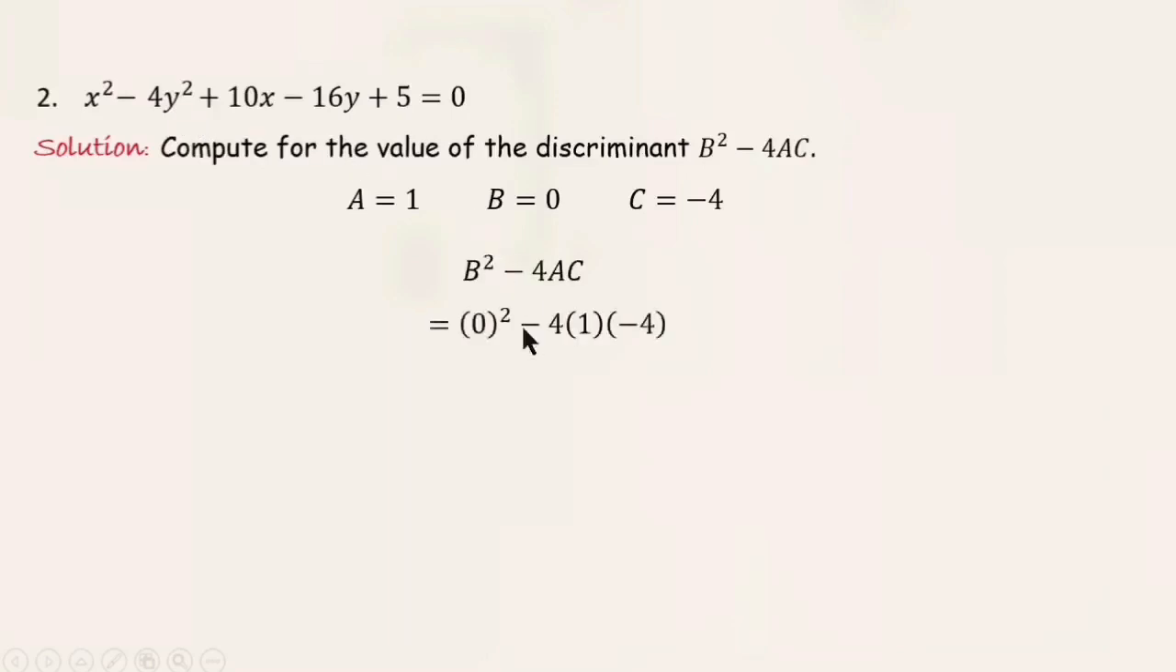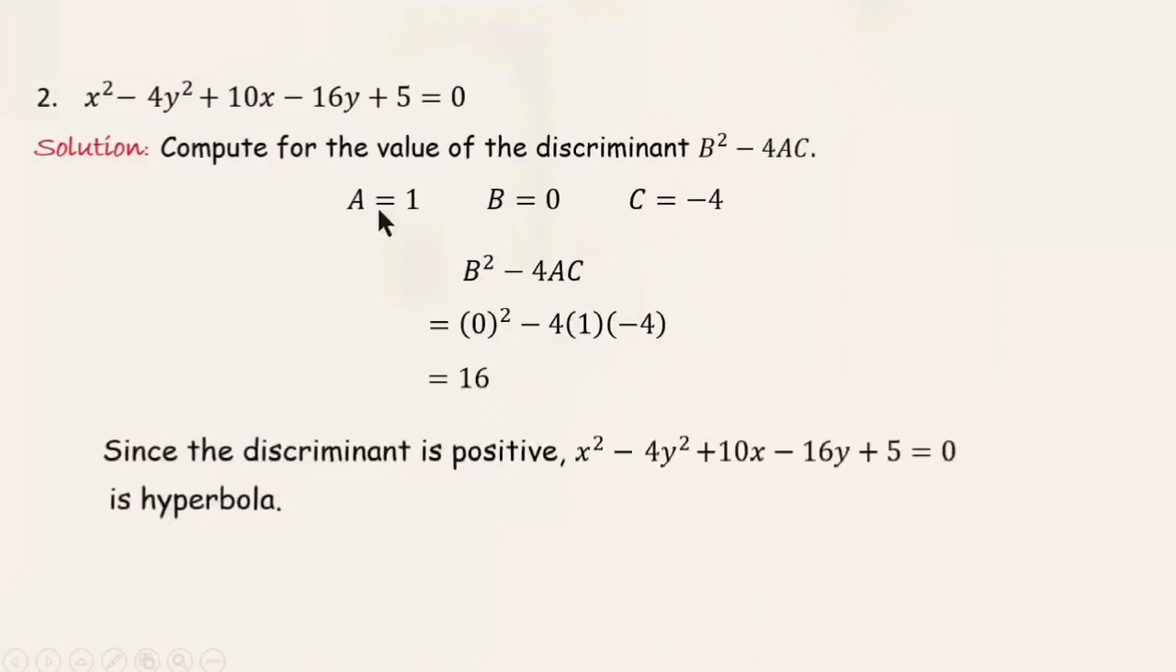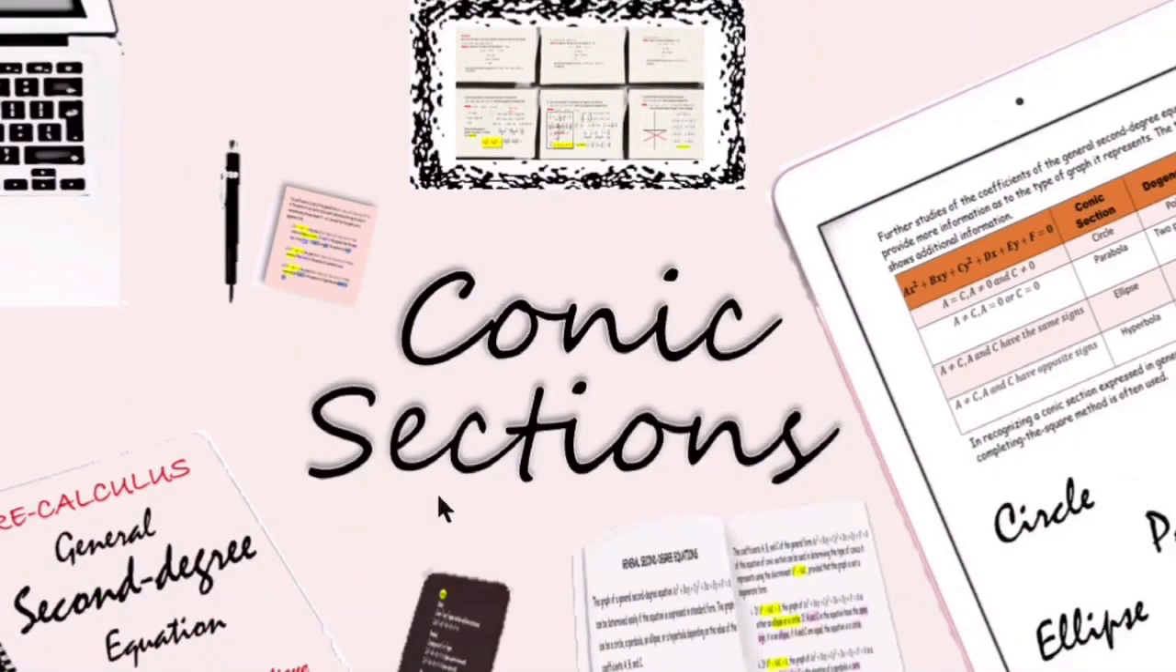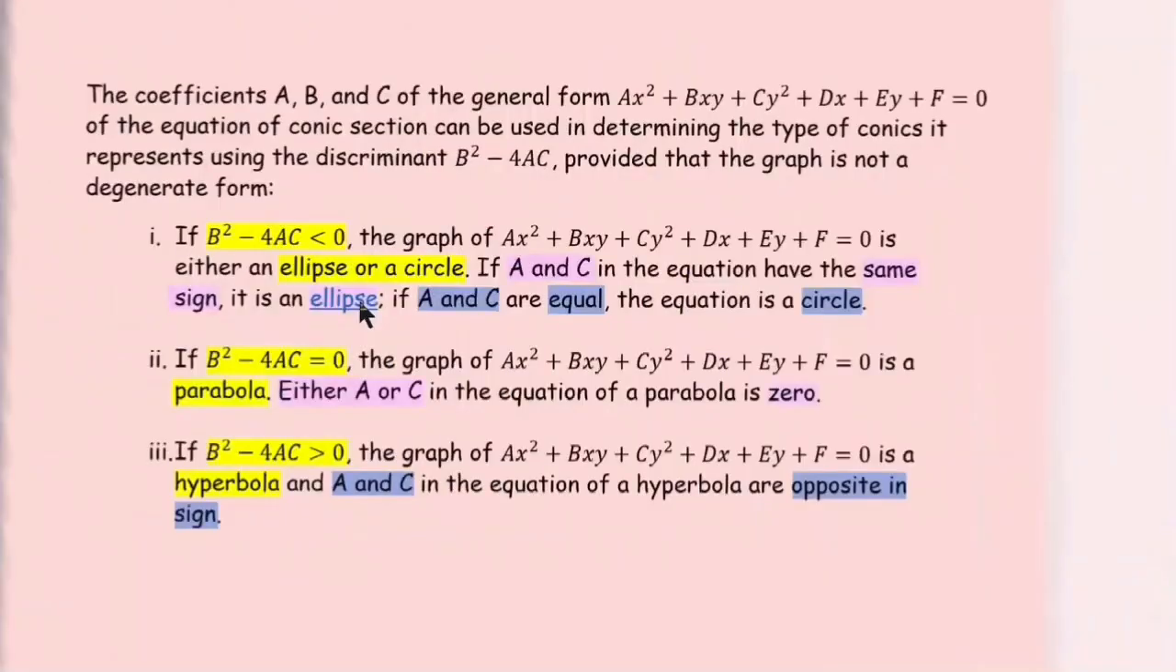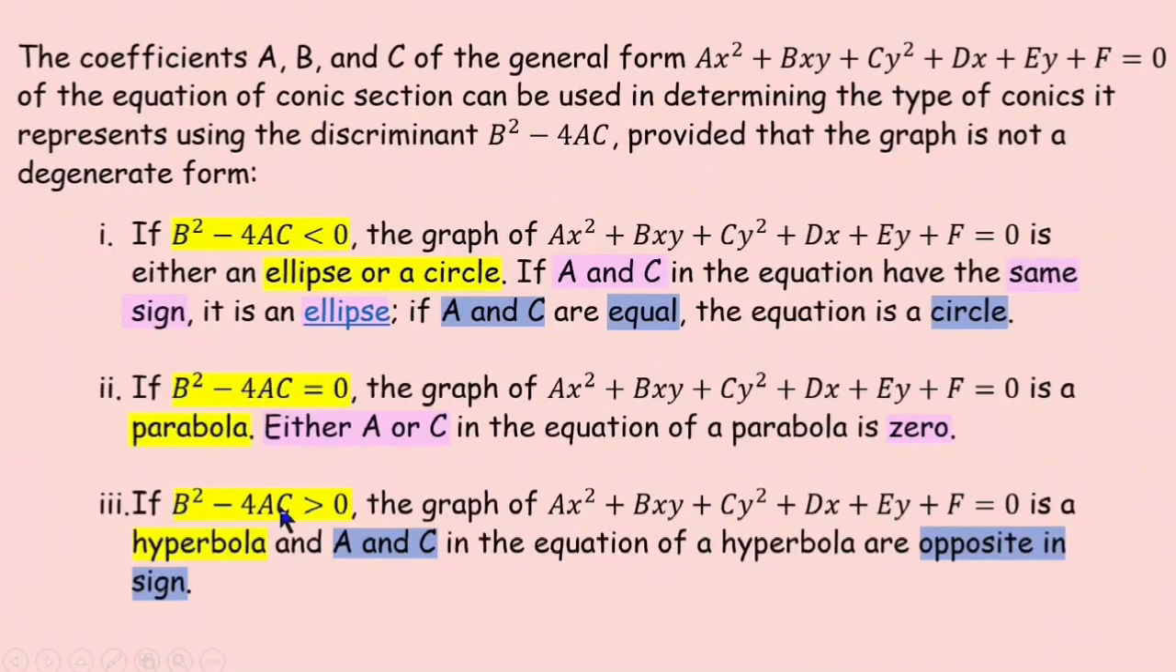Ang c ay mahahanap naman kung nasaan ang may y squared term. Replace these values and simplify. So we have 0 squared minus 4 times 1 times negative 4, and that is equal to 16. Negative 4 times 1 is negative 4, times negative 4 is positive 16. Since the discriminant is positive, and a and c in the equation are opposite in sign, the equation is hyperbola. If the discriminant is greater than 0, 16 is greater than 0, and a and c are opposite in sign, the graph is hyperbola.